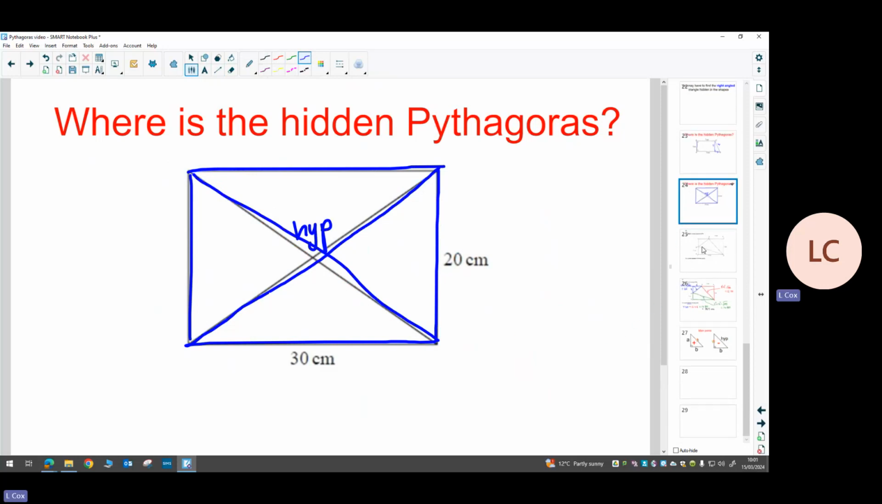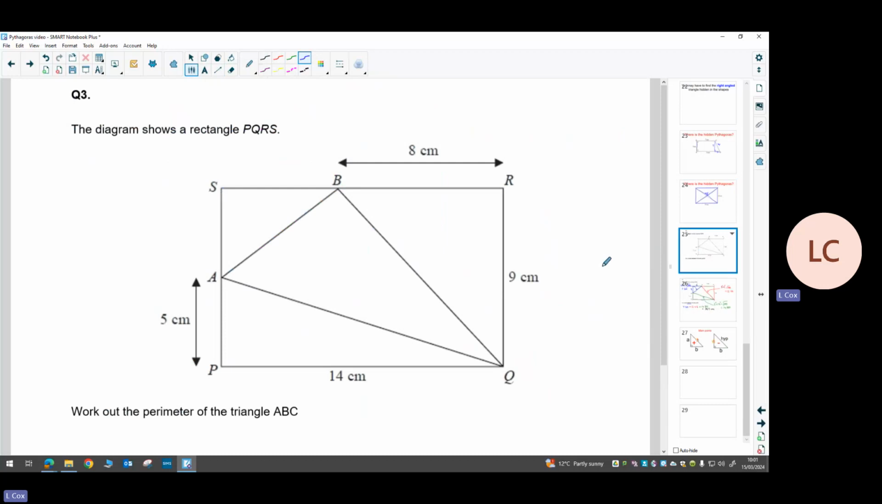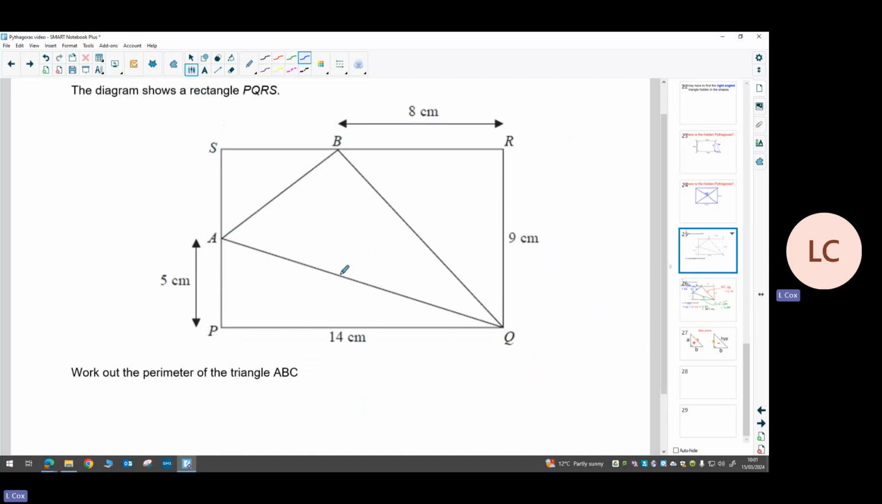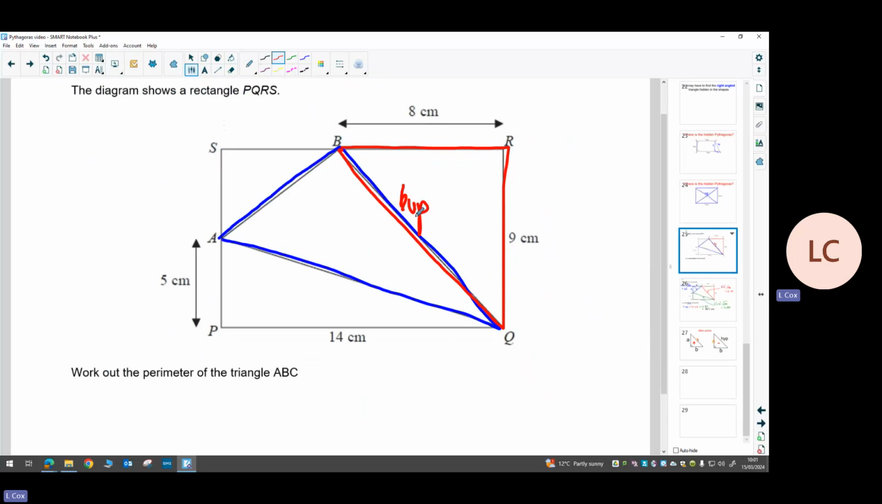Right, last question, I'm going to ask you to have a go at this one. It's tricky. This was an exam question. It says, work out the perimeter of triangle ABC. A to B to C. I'll give you a little clue. I'm hoping you've spotted a right-angled triangle. So that's how you can work out this mini hypotenuse. Ooh. I'm hoping you've noticed the other right-angled triangle, 5 and 14, to work out this hypotenuse. And the last one is this one, isn't it?